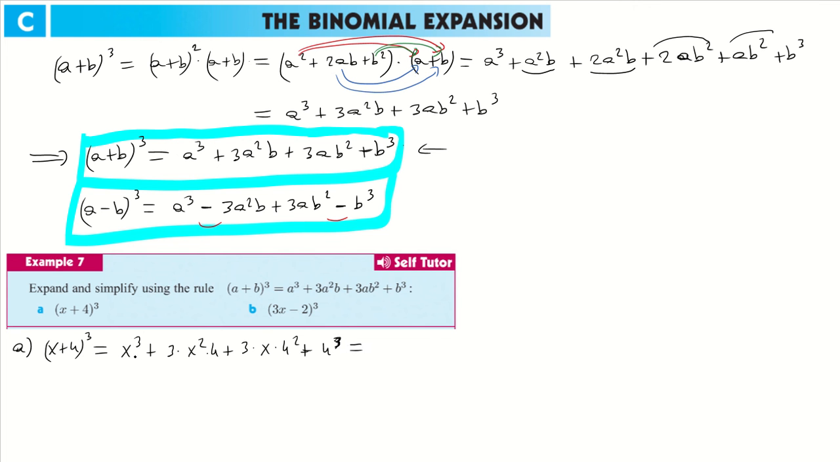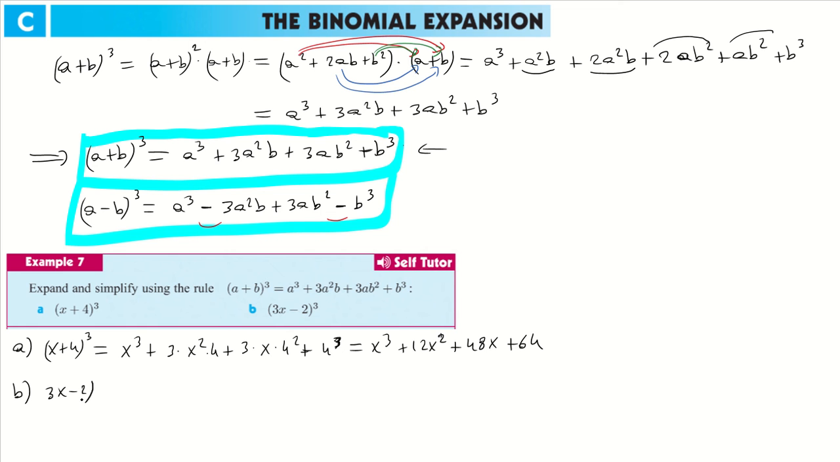We can simplify that. We keep the x^3. We have 3 times 4, which is 12, so that becomes 12x^2. And now we have 3 times 4^2. 4^2 is 16. 16 times 3 is 48. So 48x. And now 4^3, which is 64.